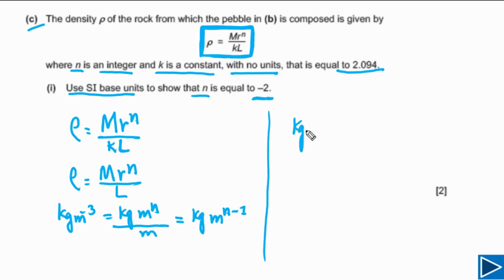So we can write down kg per cubic meter. This is equal to kg m to the power of n minus 1. Now we just need to simplify this one. If you look at this, you can see kg is on both sides, so simply we can cancel this.